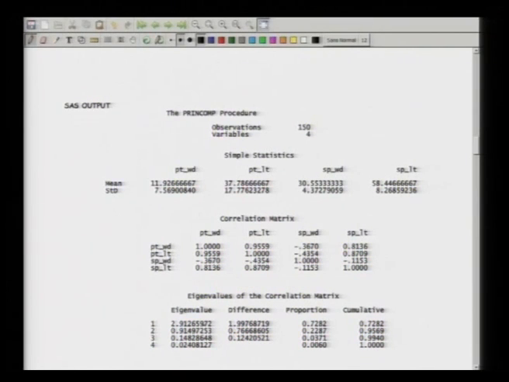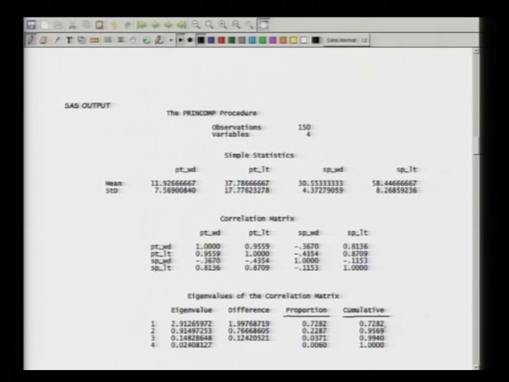Then the eigenvalues are calculated from the correlation matrix. These are the 4 eigenvalues, ordered in decreasing order, the first one being 2.91, then 0.91, 0.15 and 0.02. This is the successive difference, and this is the proportion of variability. This is what is important to us, the proportion of variability that each of these eigenvalues is explaining, and this is the cumulative part.